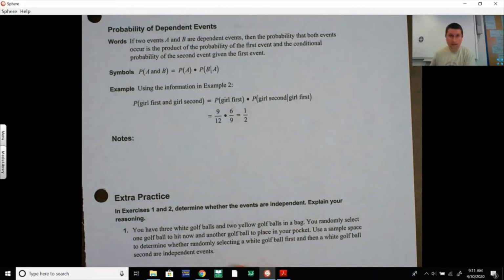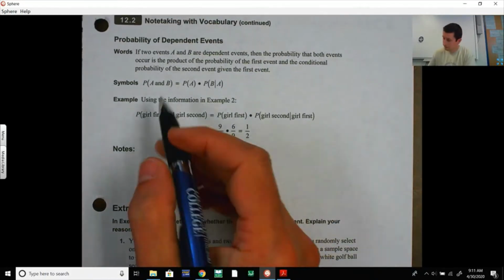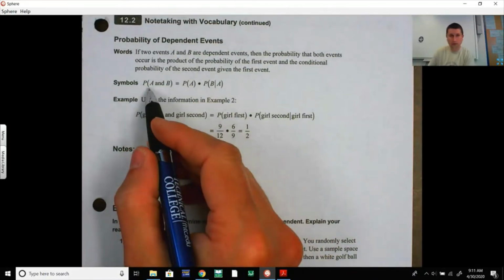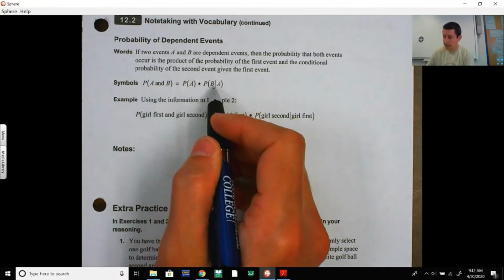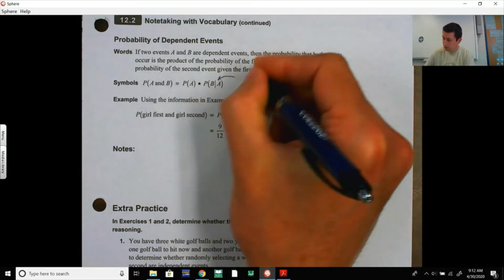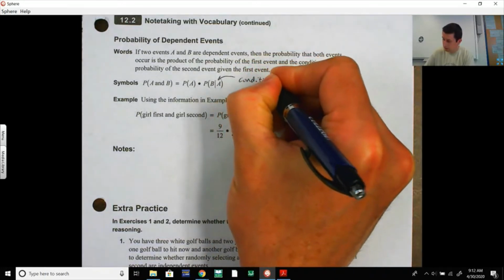Now, probability of dependent events. If they're dependent, again, it starts with probability of A and B. Now it's the probability of A times the probability of B given that A has occurred. This is that conditional probability.